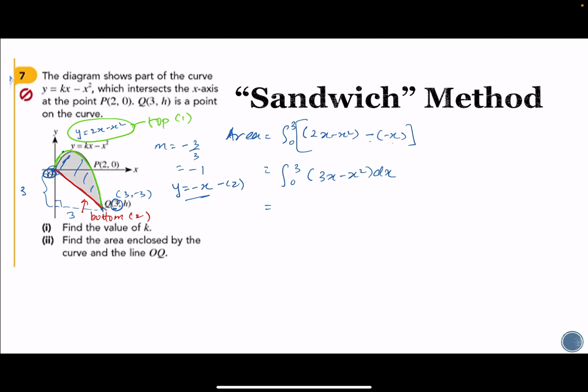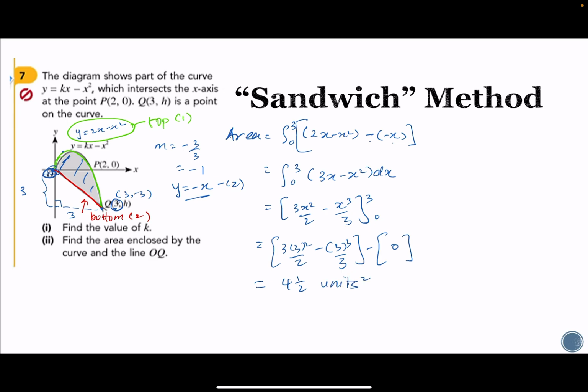In this case, we're going to have 3x squared over 2 minus x cubed over 3, integrating as per normal. Putting in the values, we have 3 squared over 2 minus 3 cubed over 3, minus away 0. I don't bother to put in the 0, everything will be 0. When you calculate this, you will get 4.5. For some strange reason, a lot of our areas end up as 4.5. It's not always, it just happened to be. That is how we get the area using the sandwich method.